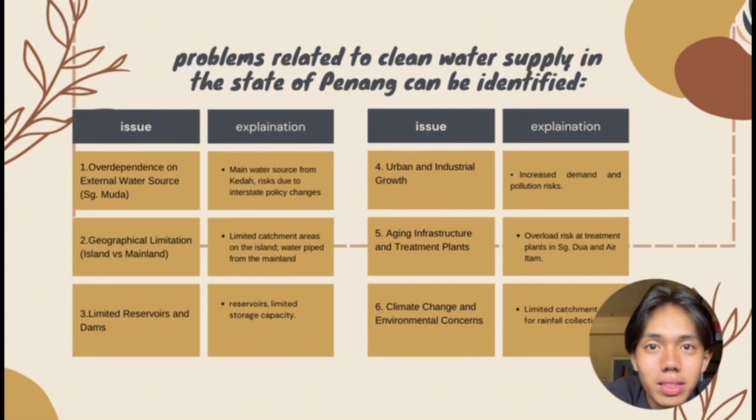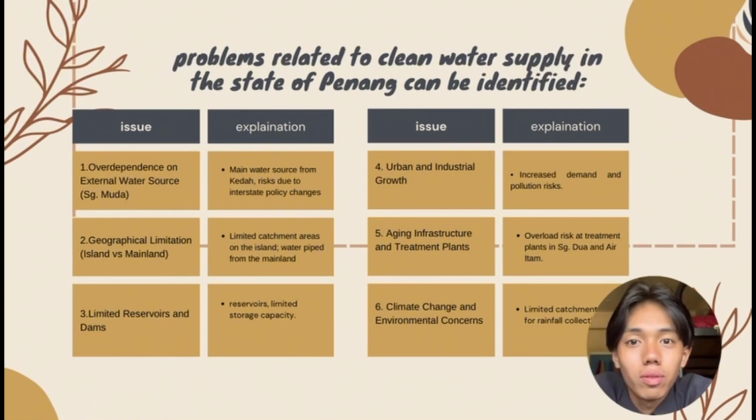So third, limited reservoirs and dams. There are only a few reservoirs and dams, indicating limited storage capacity. This could become a critical issue during dry spells. Fourth, urban and industrial growth. With rapid urbanization, the demand for water is increasing. Industrial discharge also raises the risk of water pollution.